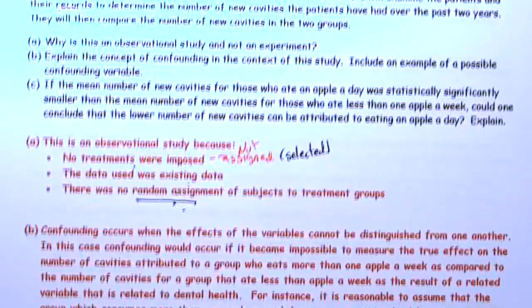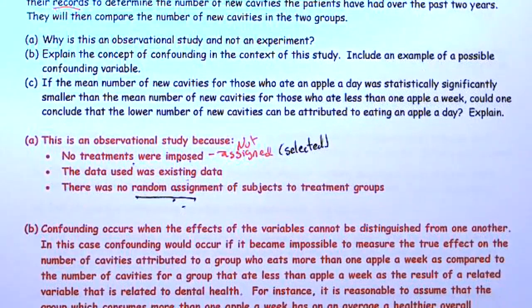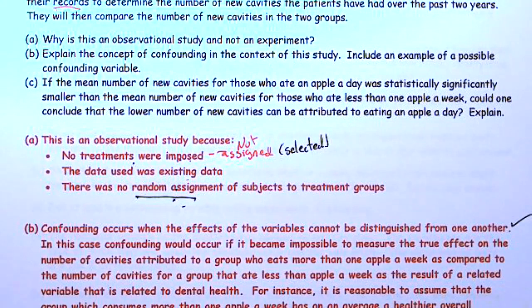I always recommend that you give the definition in your answer. So confounding occurs when effects of the variable cannot be distinguished from one another. That's my definition. Now, technically, that gets me no credit whatsoever. However, it gets me credit with the reader.